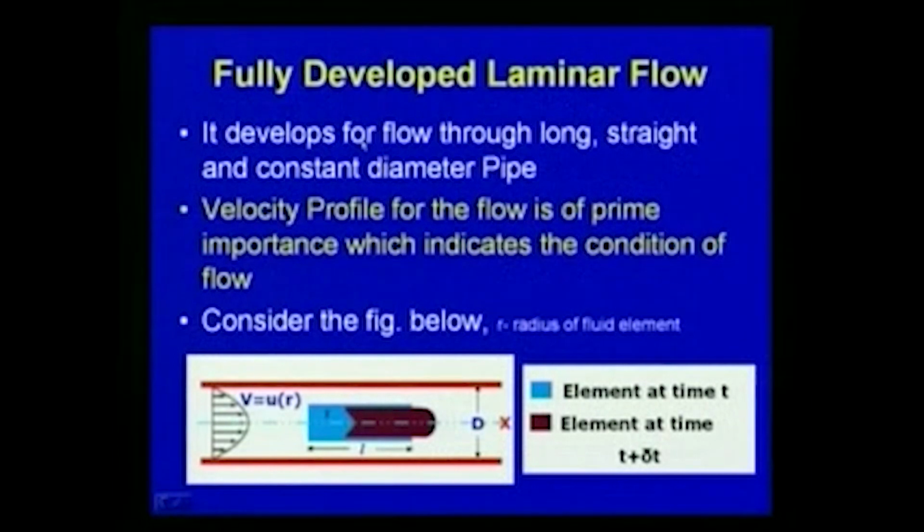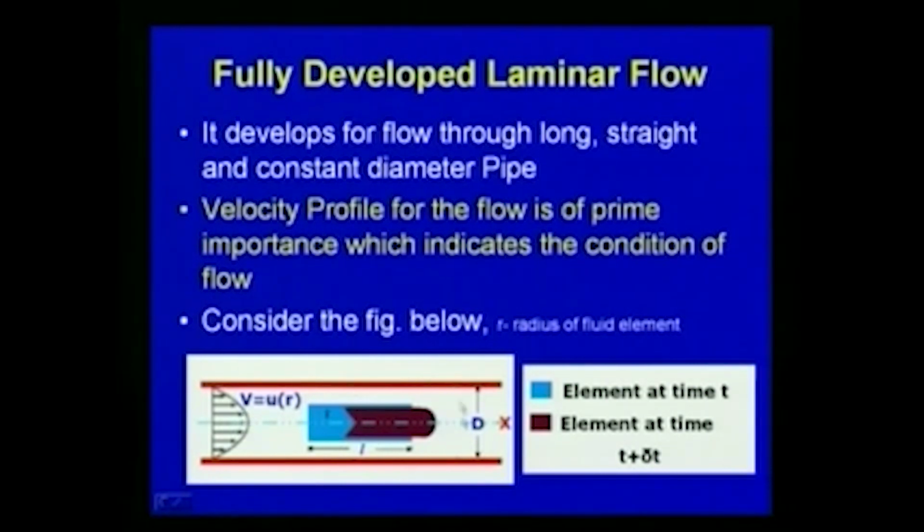For fully developed laminar flow, the flow develops at a distance. If you consider a long, straight and constant diameter pipe like this, the velocity profile for the flow is of prime importance, which indicates the condition of flow. You can see that the velocity variation is like this. The velocity is maximum here, with a parabolic variation.